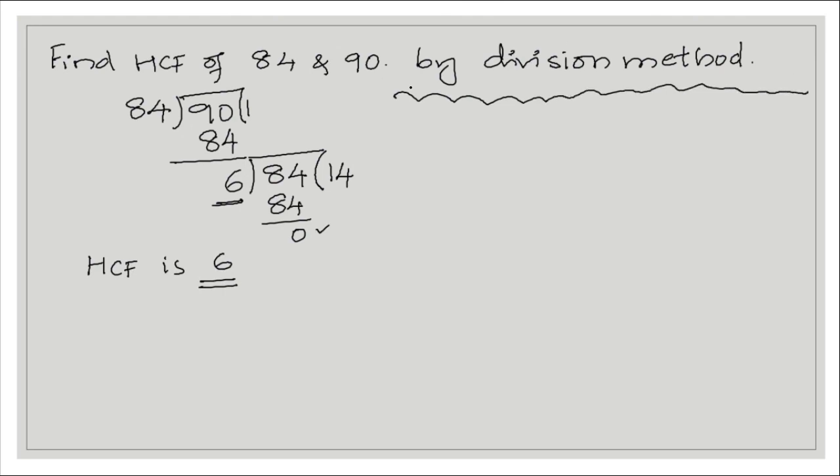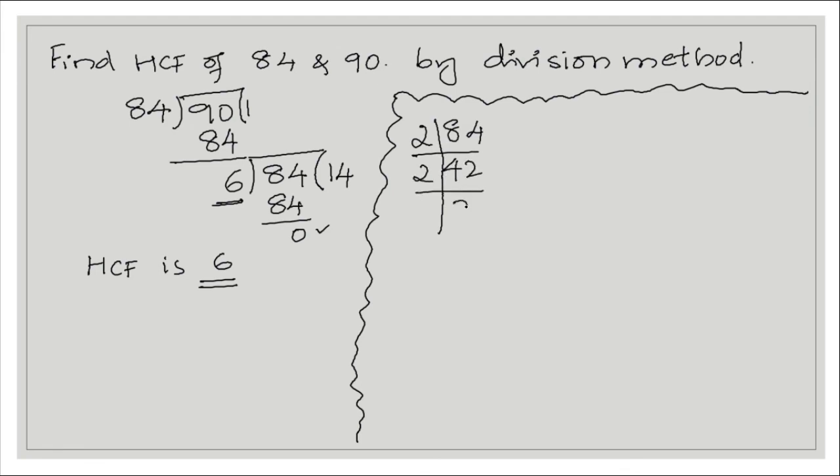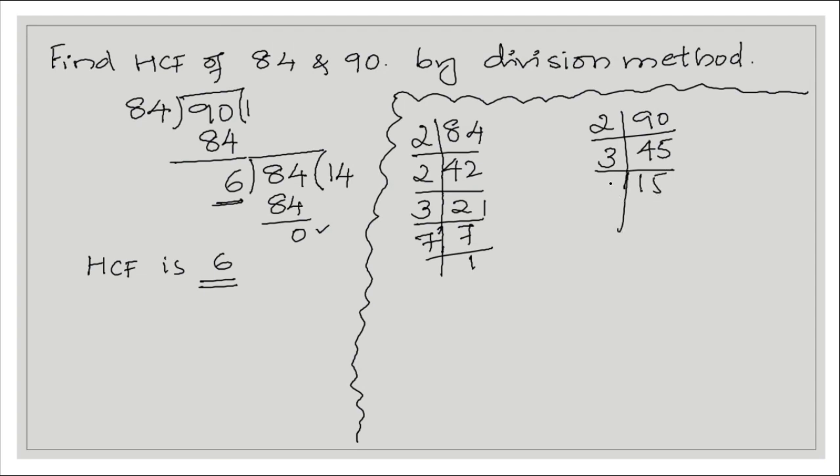Let me revise the prime factorization method. You will understand which method is easier. Suppose 84 is to be divided: 84 goes with 2, 42 times; 42 goes with 2, 21 times; 21 goes with 3, 7 times; and 7 goes with 7, 1 time. Same method we will follow for the other number, 90. It is divisible by 2, 45 times; 3, 15 times; 3, 5 times; 5, 1 time.